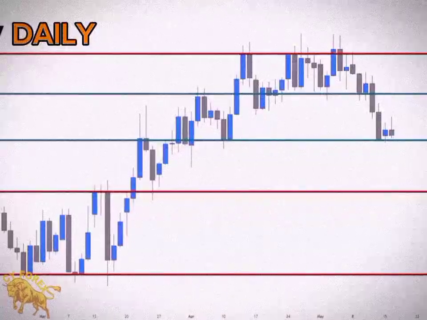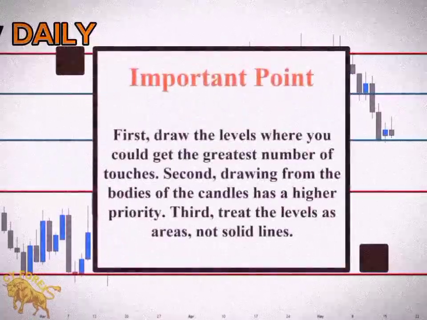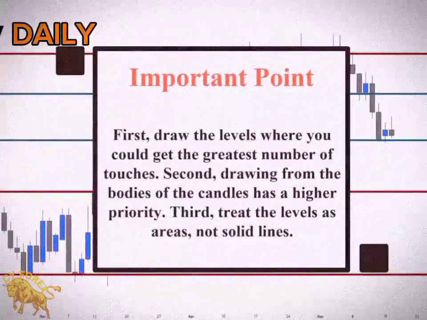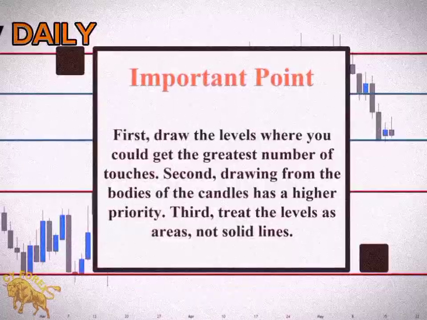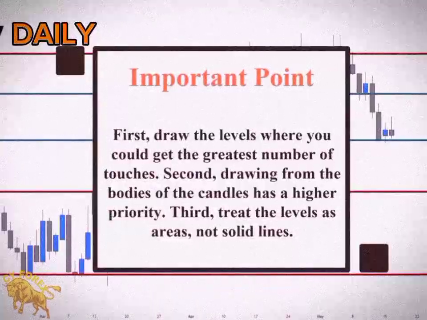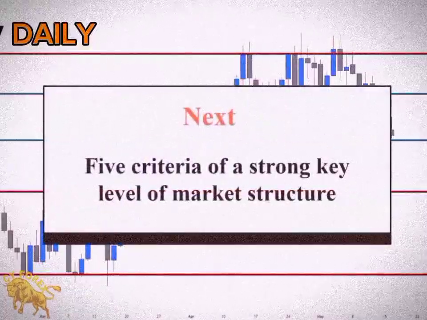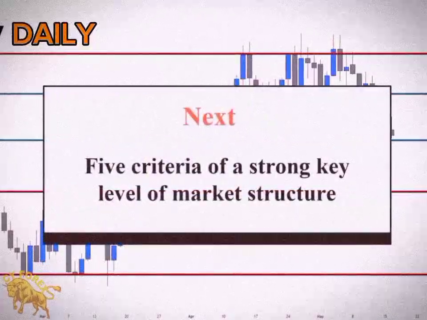But remember, you need to keep 3 things in mind when drawing levels of market structure. First, draw the levels where you could get the greatest number of touches. Second, drawing from the bodies of the candles has a higher priority. Third, treat the levels as areas, not solid lines. Also, there are 5 criteria that we look for when identifying key levels of market structure, and each one of them makes a level more powerful.